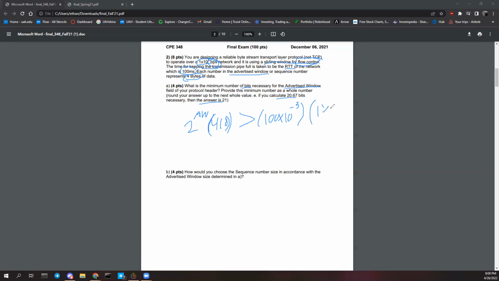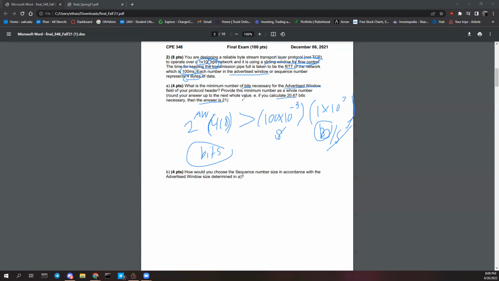And it's 1 × 10⁷. Now, the way you can keep this stuff straight is on this side, you should be getting bits as your unit. And on this side, you should be getting bits. So let's think about that. This is in seconds, and this is in bits per second. So when you multiply these, seconds cancel, you're left with bits, and you're looking peachy.